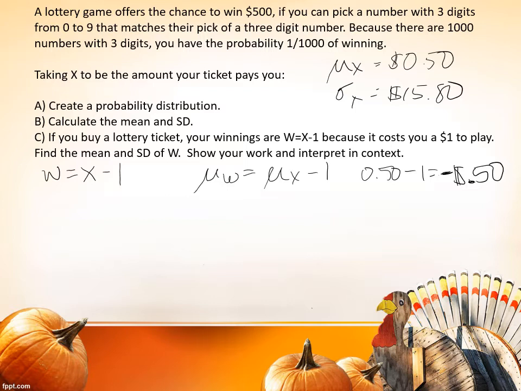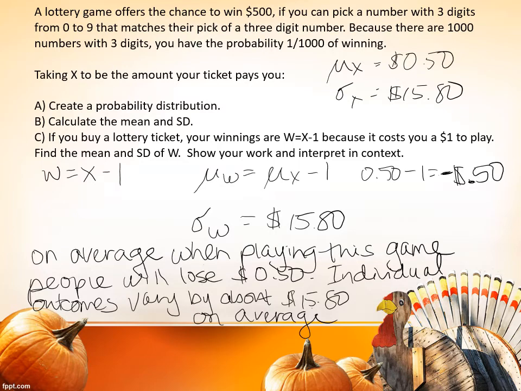The standard deviation is pretty straightforward. It's just subtraction, so I don't actually change it at all. My standard deviation is 15.80. I haven't yet interpreted this in context, so I wrote out the context there for you. On average, when playing this game, people will lose 50 cents, and individual outcomes vary by about 15.80. So we've done our work, shown our work, and interpreted everything in context. We're all set.